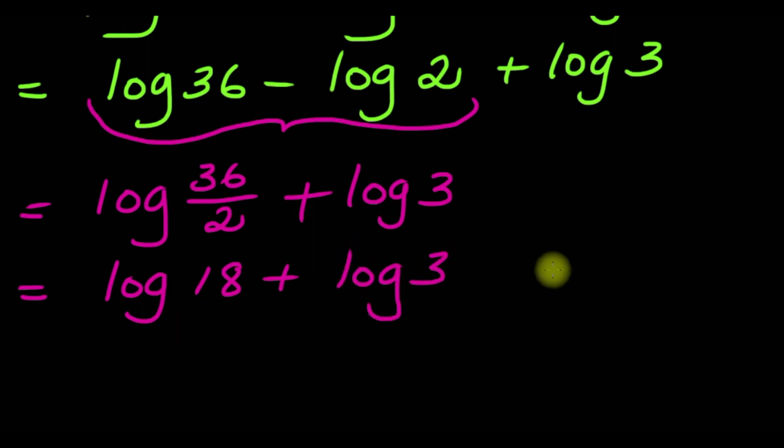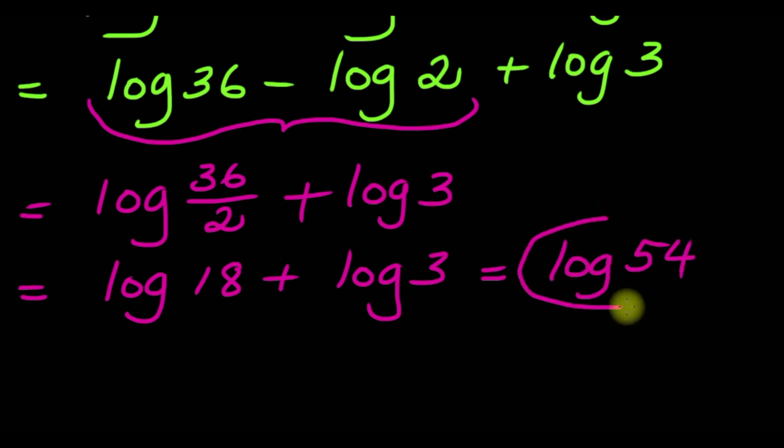So now we have to apply the product property. That is going to give you log 54. So this is log base 10 of 54, and you can evaluate this easily because it's base 10. You can input this into the calculator. If you punch in log 54, it's going to tell you what it is.